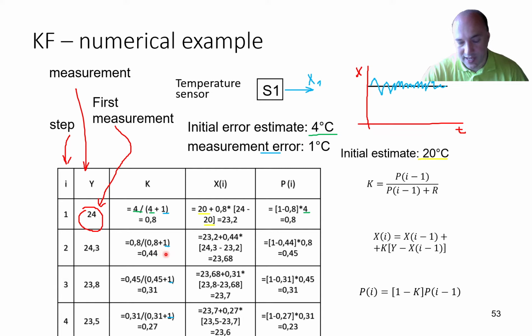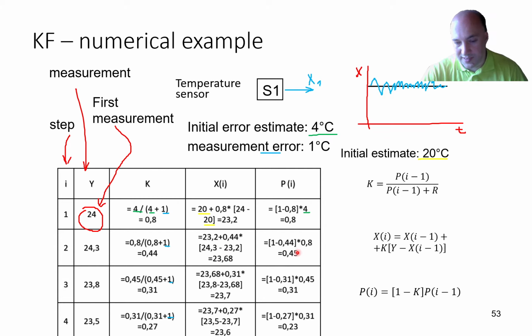So I have a slightly larger confidence now in my model than in the measurement. If that would be 0.5, it means that I have the same confidence in the measurement and in the estimation. So you can see that already after one sample, it starts to give more confidence into the model. And then we can calculate the new update, the same value, so 23.2, that's my previous value of x, 0.44 is the Kalman gain, 24.3 that's the measured value, minus the previous estimated value, and this gives me a number like this.